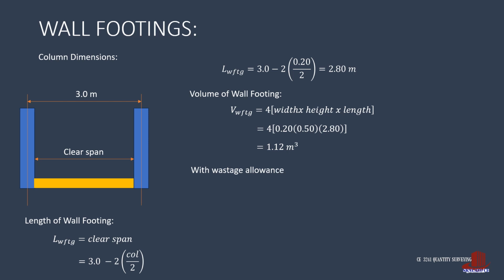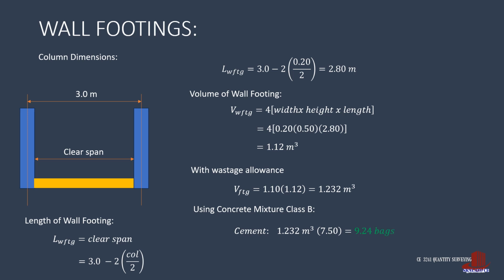Adding the wastage allowance, use 10% for footings, so the required volume is 1.10 by 1.12, giving 1.232 cubic meters. With Class B mix, cement is 1.232 times 7.5, which is 9.24 bags. Sand has 1.232 times 0.5, and that is 0.616 cubic meters. Gravel is 1.232 times 1, which is still 1.232 cubic meters.